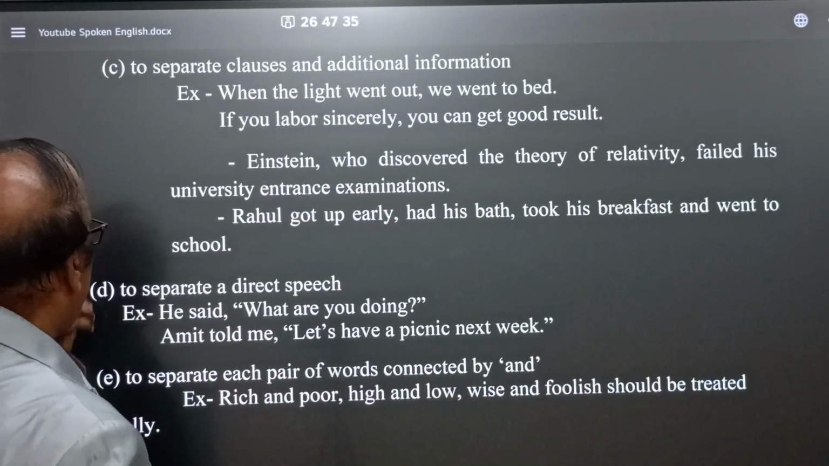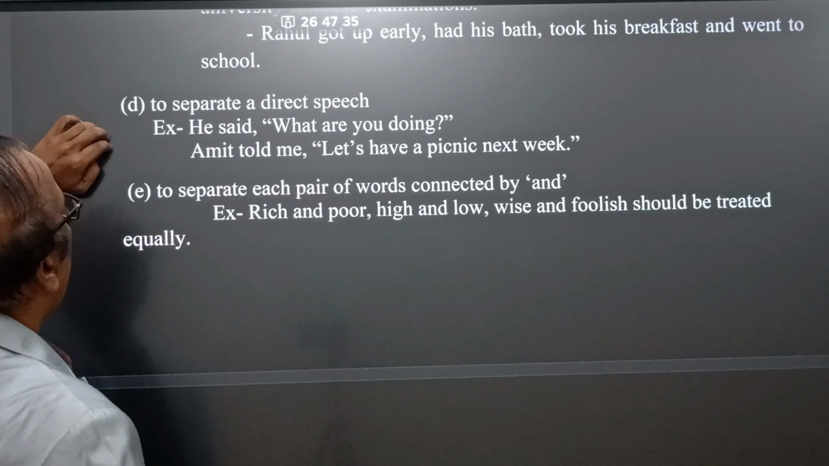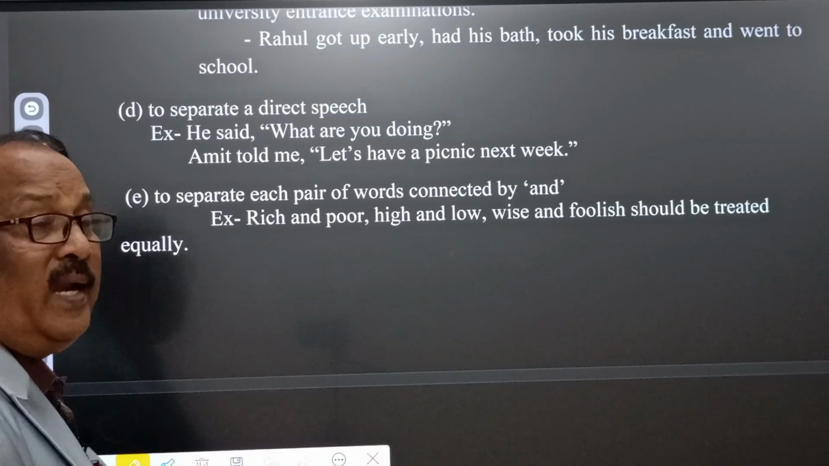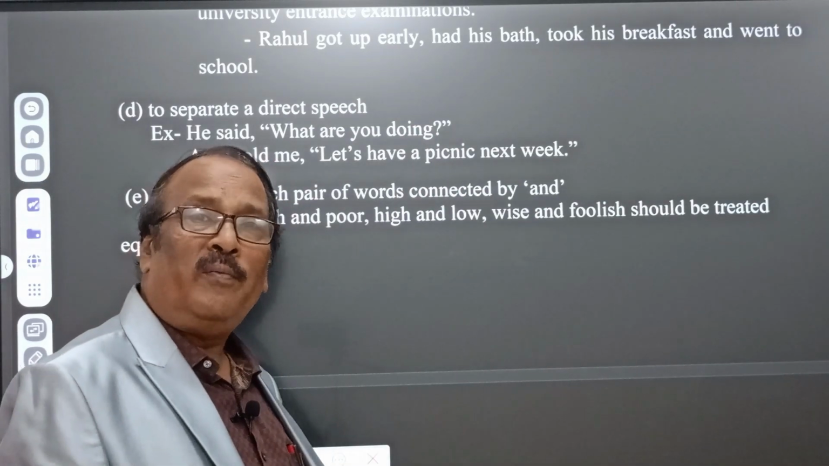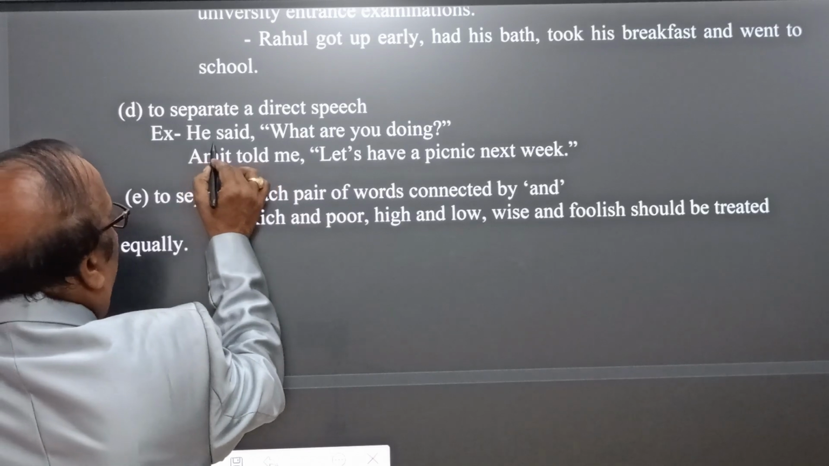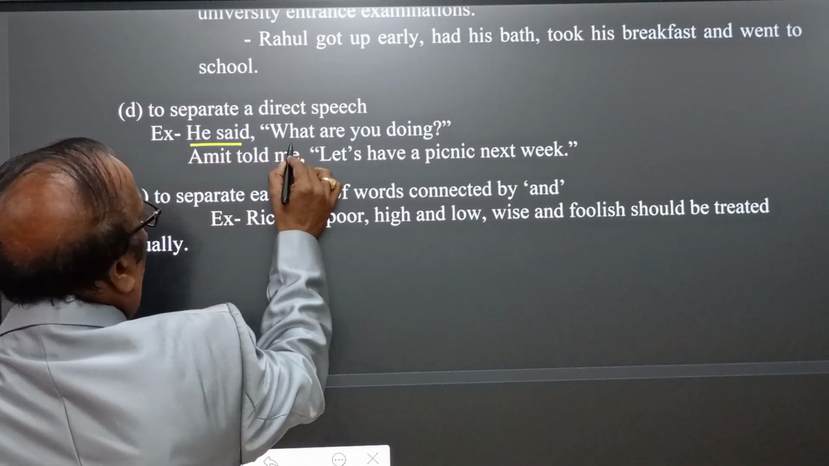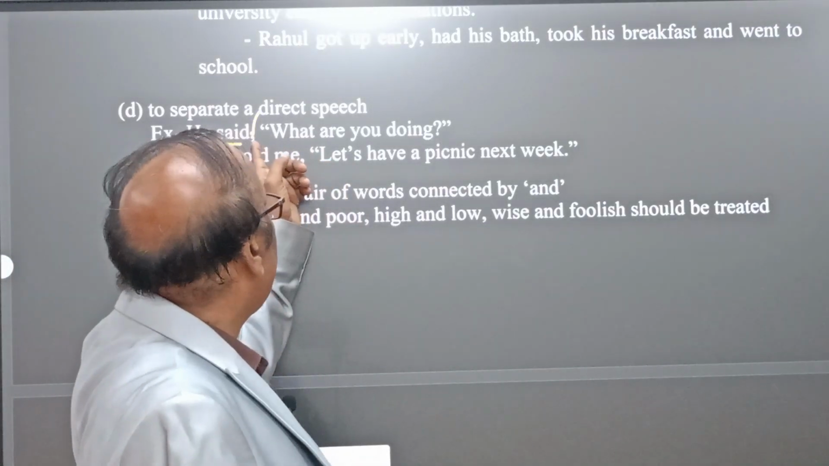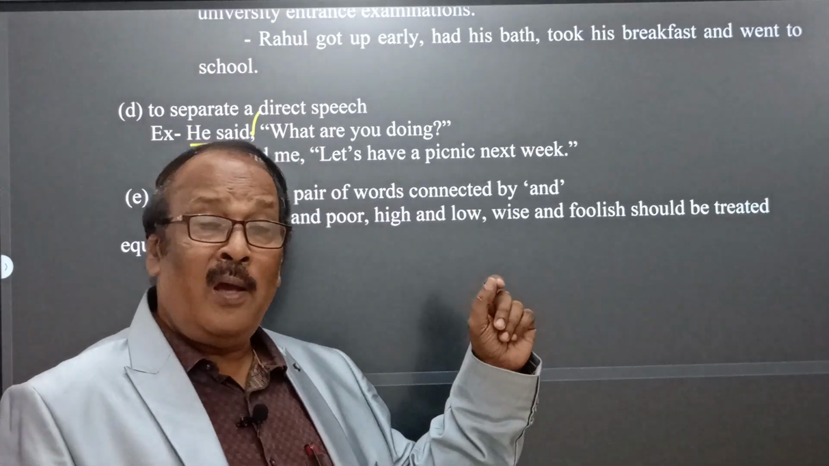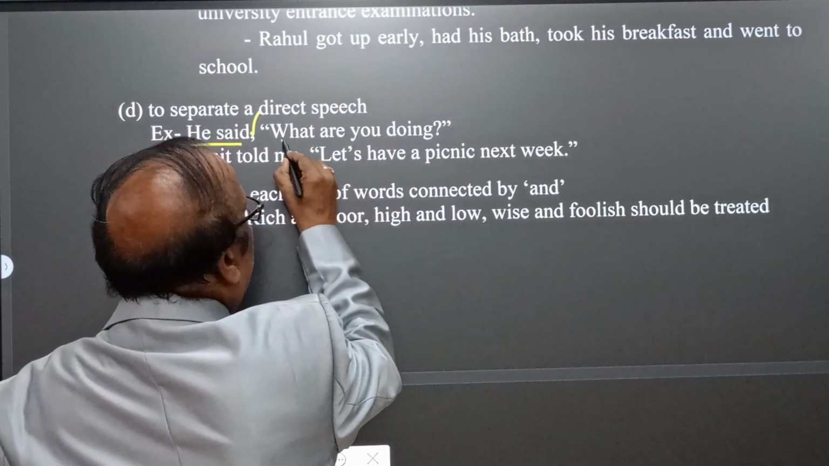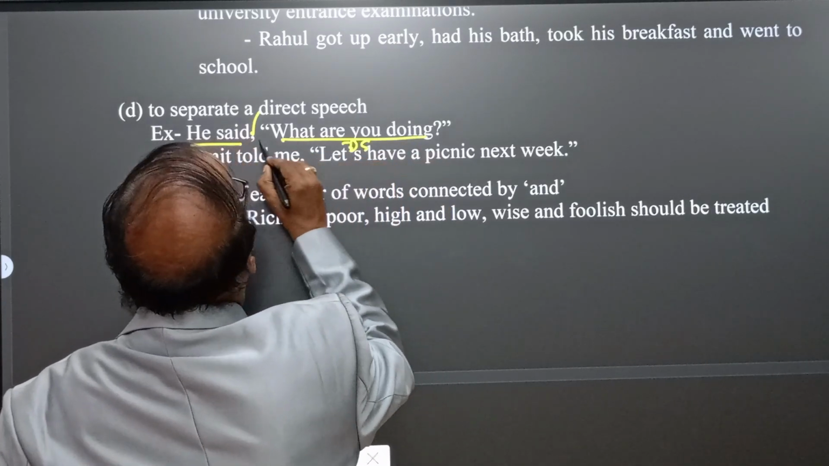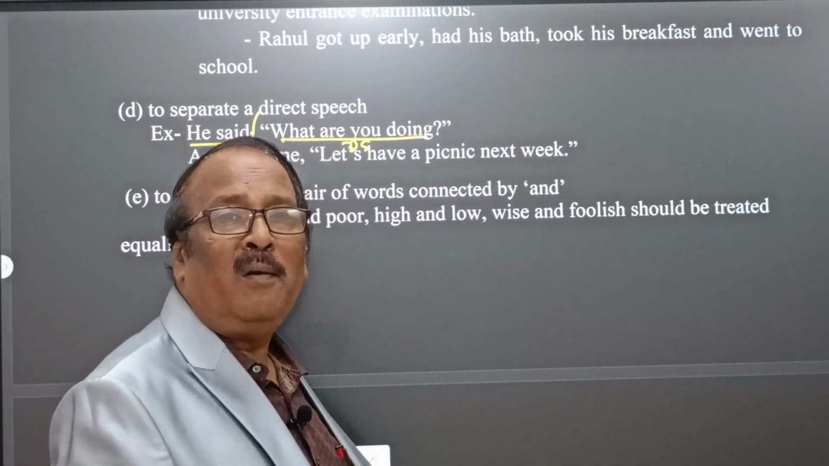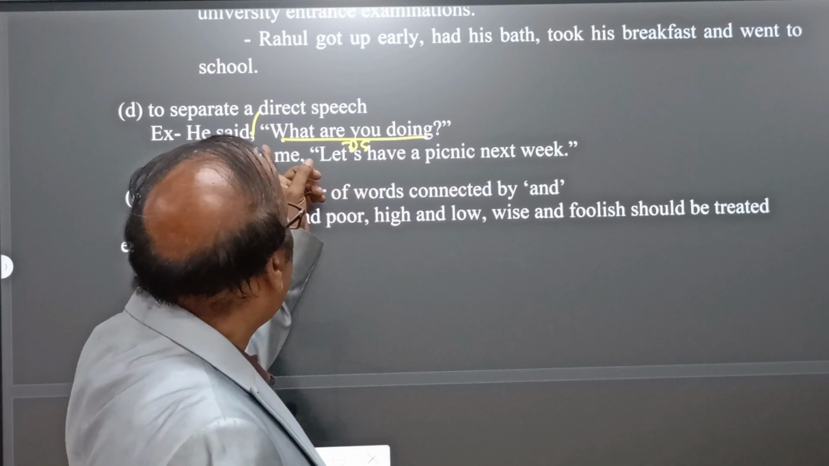What we find, that is what we call to separate a direct speech. Yes, at the time of separating a direct speech, we also take the help of a comma. How? Listen: he said, comma, what are you doing? Yes, here we find that a comma is used in direct speech. This is direct speech, and a comma separates. This is the subject part, the speaker; said is the reporting verb. After the reporting verb, a comma is used. Yes, you see, this is the way.